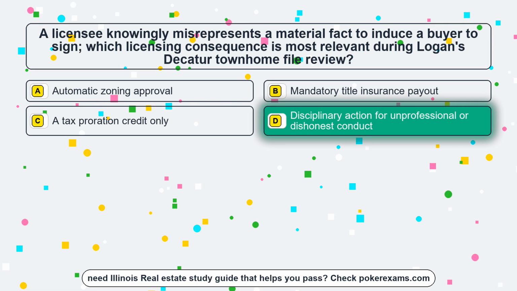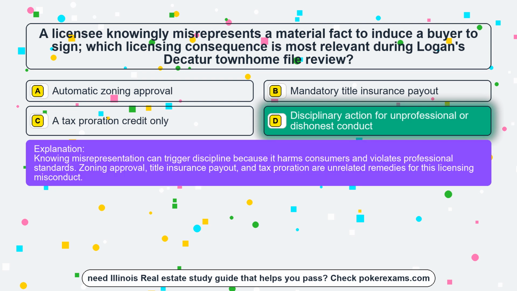The correct answer is option D. Disciplinary action for unprofessional or dishonest conduct. Knowing misrepresentation can trigger discipline because it harms consumers and violates professional standards. Zoning approval, title insurance payout, and tax proration are unrelated remedies for this licensing misconduct.